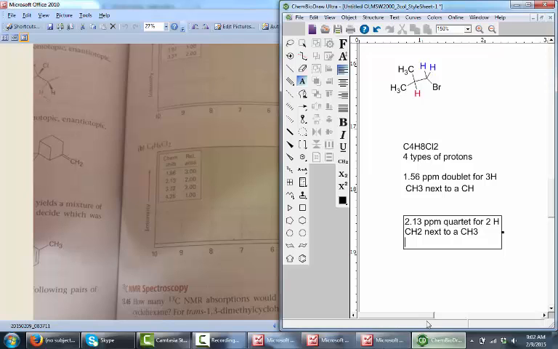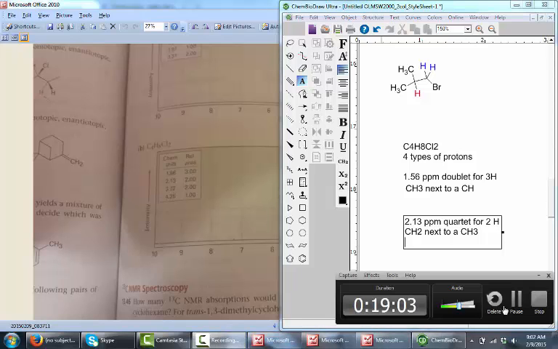At 3.72 I have another, I have a mess it looks like. 3.72 looks like a mess. So let's skip that for now. And 4.25, I guess that's another mess. I think they're all quartets. Maybe they're all quartets, guys. Alright, let's see what we can draw for this particular structure.